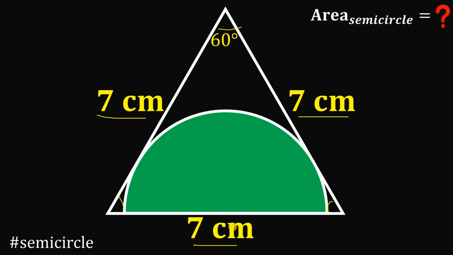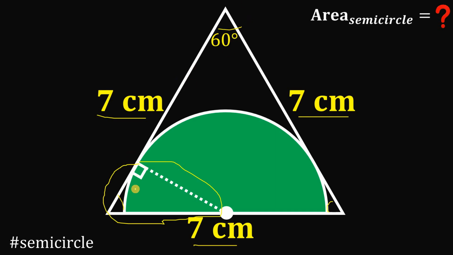Now let's focus on the semicircle. Let's get the center, of course. And now let's draw the radius directly to the point of tangency like this. Since this side of this equilateral triangle is tangent to the semicircle, it follows that the radius is perpendicular to that side. So we have a right triangle right over here. This is a right triangle.